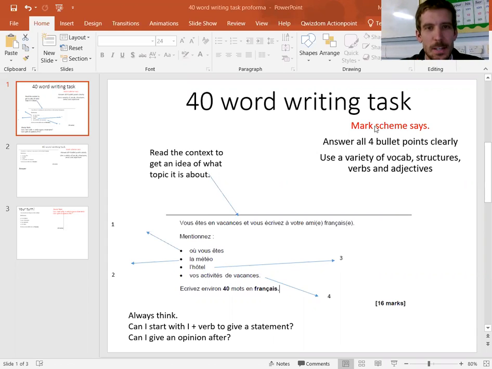So I can't emphasize enough how important learning your vocab is, because if there's a bullet point here you don't know, you have lost yourself 3 marks potentially straight away out of 16. Okay, so that's going to be really important.